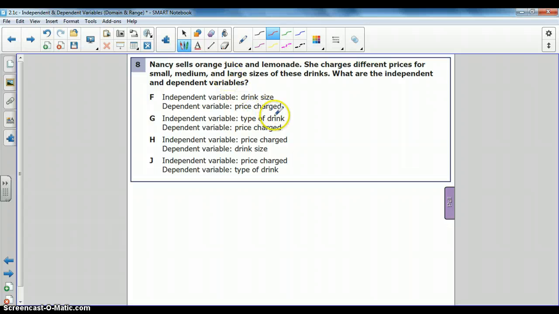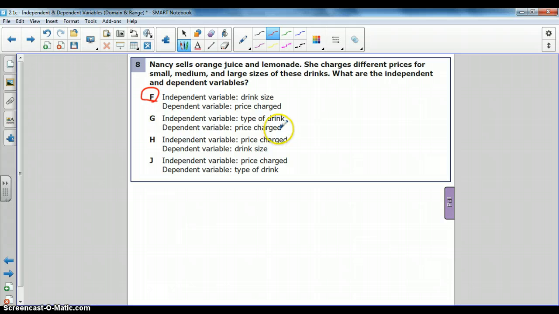Okay, another one of these, independent, dependent. Nancy sells orange juice and lemonade. She charges different prices for small, medium, and large sizes of the drinks. What are the independent and dependent variables? Okay, independent variable, drink size, dependent is price charged. Is my price charge dependent upon my drink size? I'd say so. I think that one's already answered, but let's talk about the other ones.